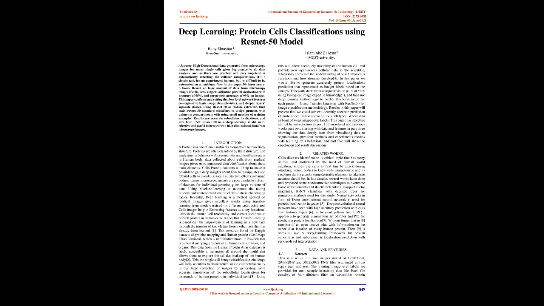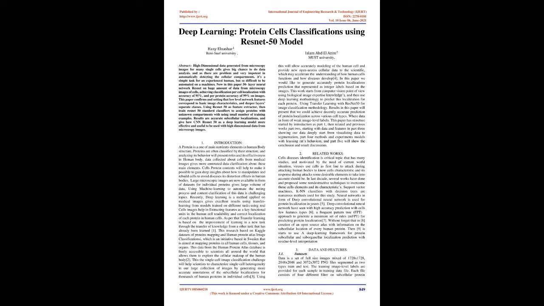Large microscopic images are now available in the form of data sets for individual proteins, giving a large volume of data. Using machine learning to automate the annotation process and content clarification of this data is a challenging topic. Recently, deep learning applied on medical images gives excellent results using transfer learning from models trained on different tasks. Using real cell images helps in extracting features as key functional units in human cell readability and correct localization of each protein in human cells.